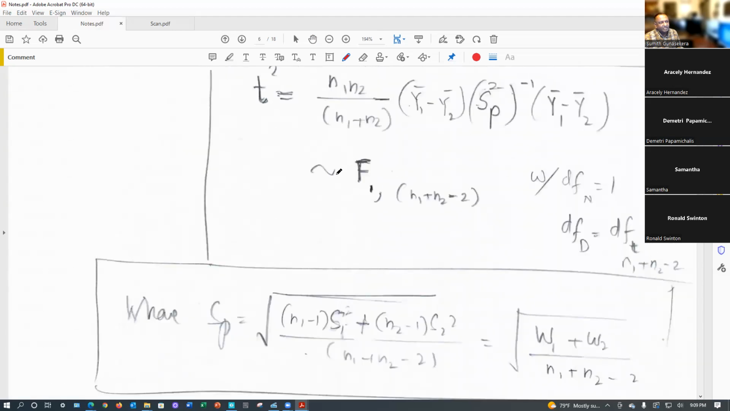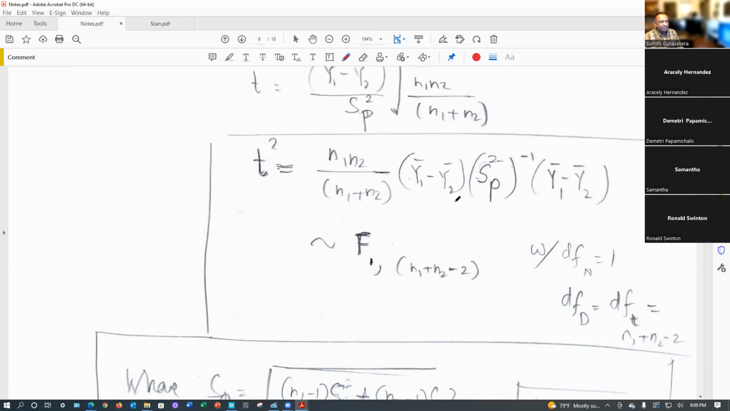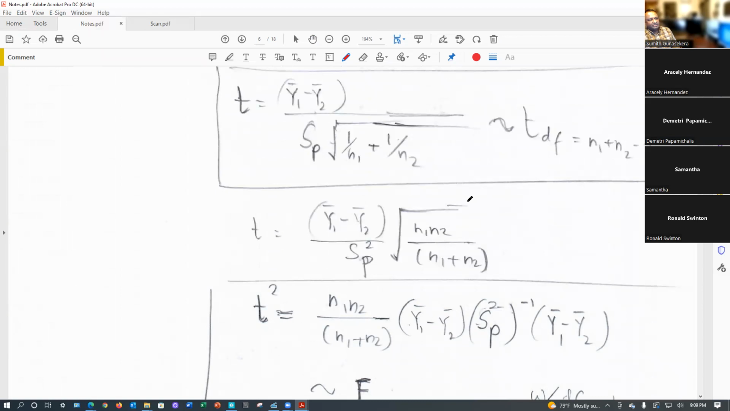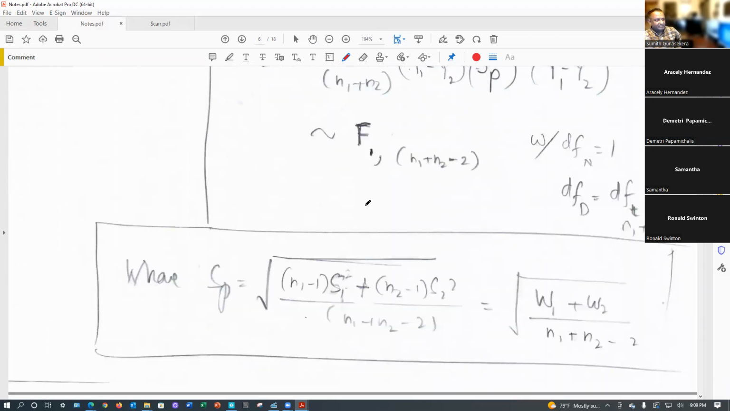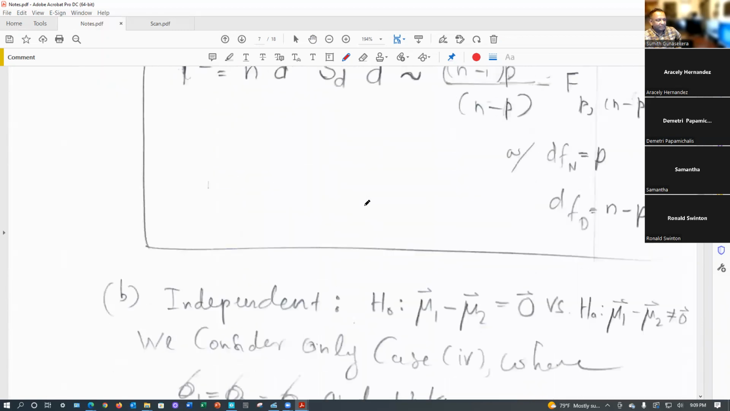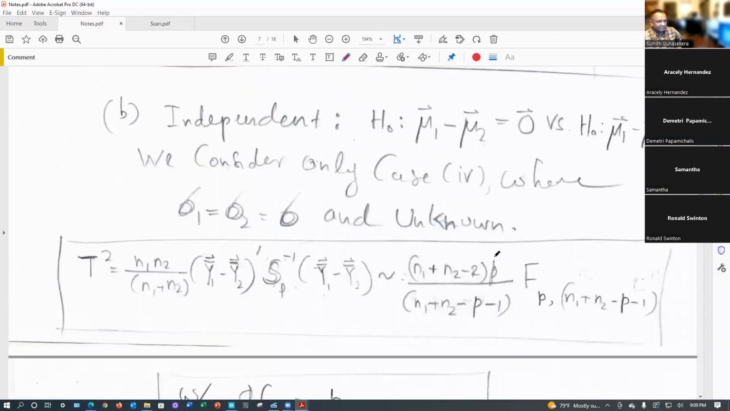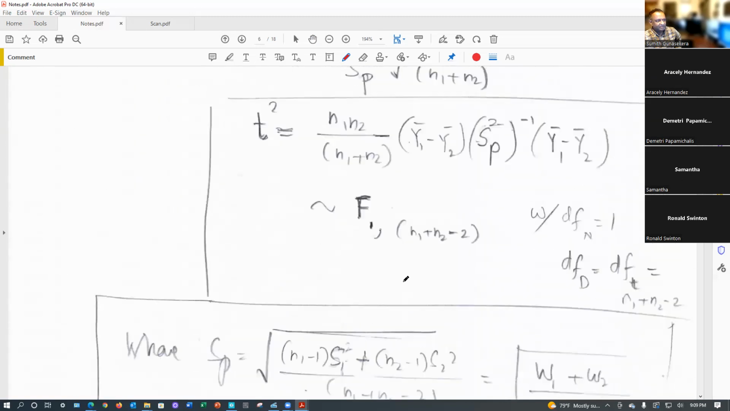You don't have any factor in front in the univariate case. That's what I want to emphasize. There's no factor. These are the degrees of freedom. When you compare 2 groups in a similar fashion in the univariate case, we don't have this factor in front. Note that very carefully. T squared straight becomes the F distribution in the univariate case. T squared, F, same.